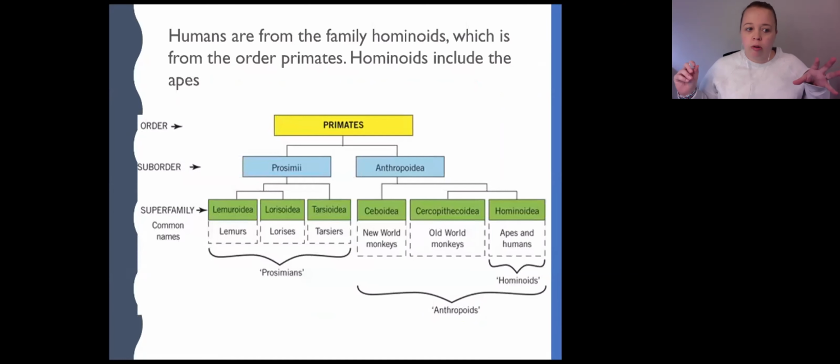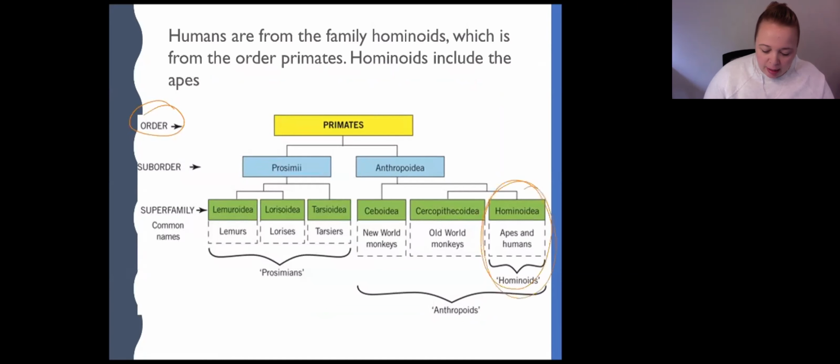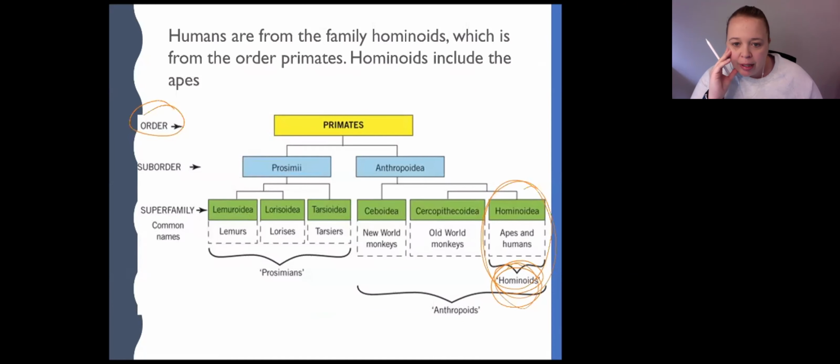All right, so what we can do is we can actually knuckle down these primates and make them into a smaller category. Because we are primates, but we are also what we call a hominoid. So humans are from the superfamily hominoid. So primate is an order, you can see that here, and then family is underneath that. There are suborders, there are superfamilies, but in particular, we're going to talk about the superfamily of the hominoids. The hominoids include all the apes and the humans.